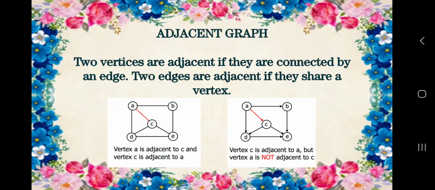Next is adjacency in a graph. Two vertices are adjacent if they are connected by an edge. Two edges are adjacent if they share a vertex. So the example is shown in the diagram.